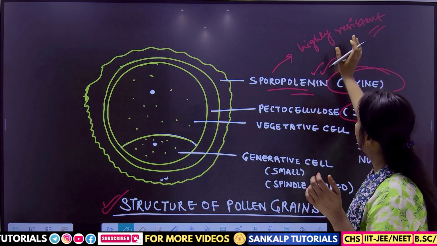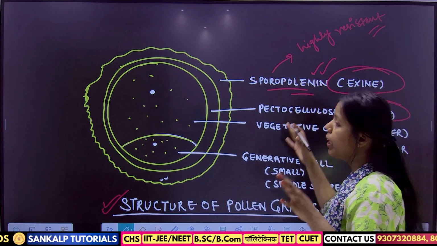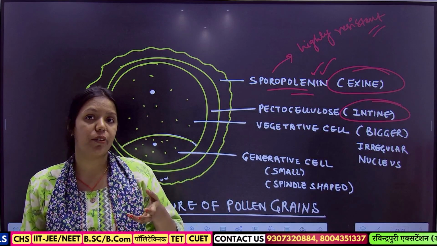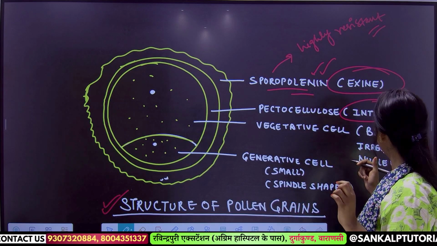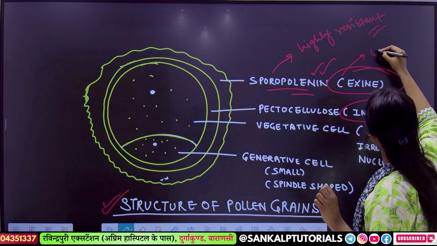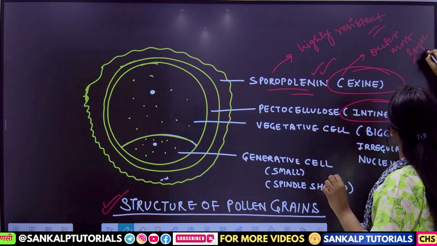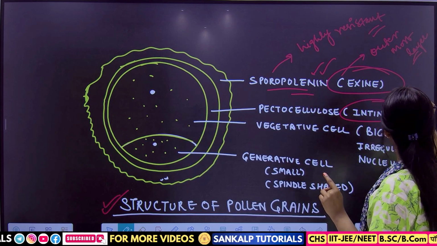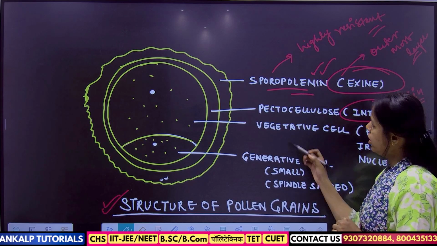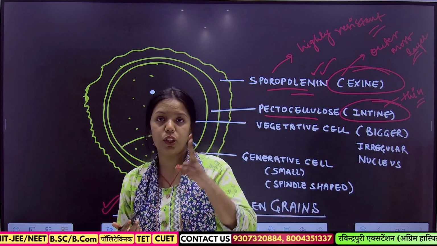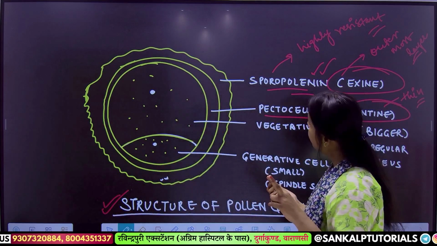On this layer, there is no effect of temperature, pH, light, UV treatment, or any other physical factors. Exine is the outermost layer, and the other layer, which is thin and innermost, is known as intine, which is made up of pectocellulose, that is two components, pectin and cellulose.